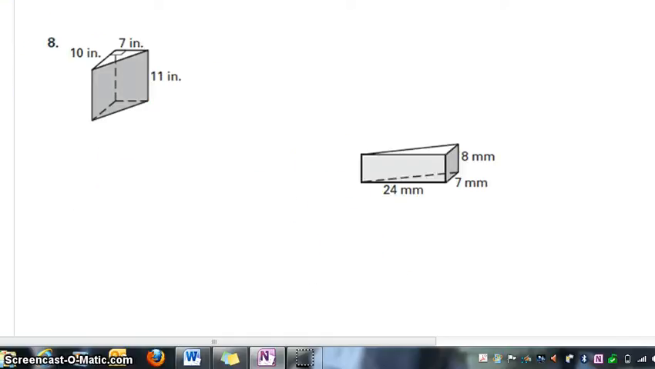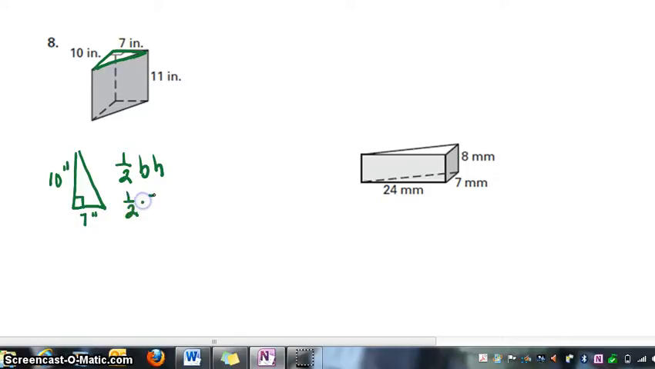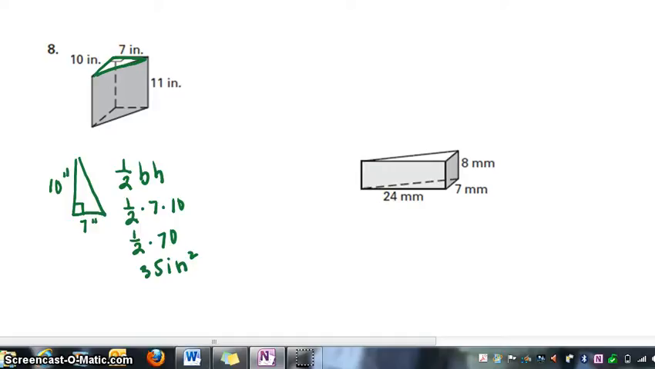Now for triangular prisms, I especially encourage you to identify the base of this figure. And here's our base, and you can draw it in a different position, but it is a right triangle, and fortunately in this example we're given the height and the base. So when we find that formula, 1/2 BH, we say 1/2 times 7 times 10, or 1/2 times 70, which is 35 inches squared. So that's the area of our base.